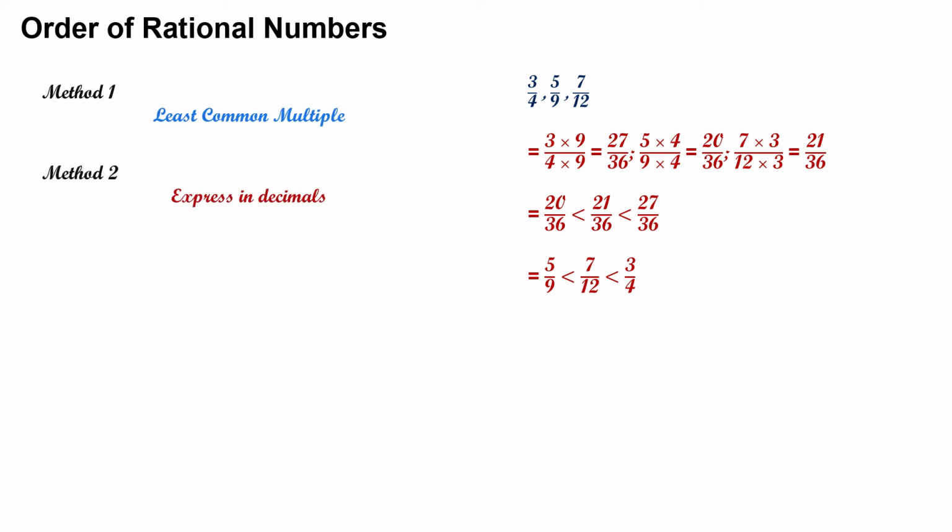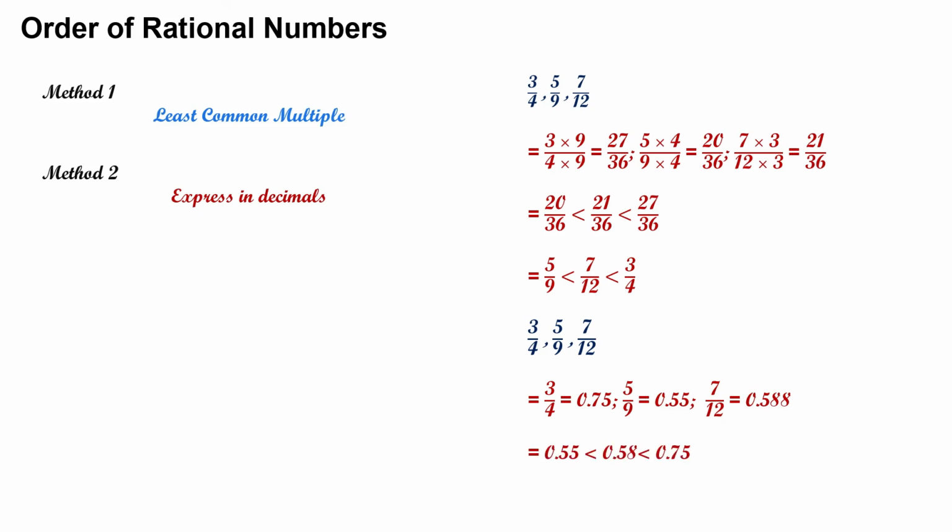Alternatively, you can express the rational numbers in decimals, solve them using a calculator, and then determine which one is the biggest of them all. Let's say 3 by 4: the answer is 0.75. For 5 by 9, the answer is 0.55, and for 7 by 12, the answer is 0.58. So you can see 0.55 is less than 0.58 is less than 0.75.